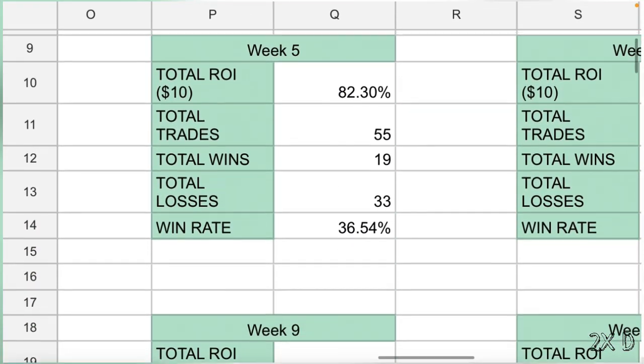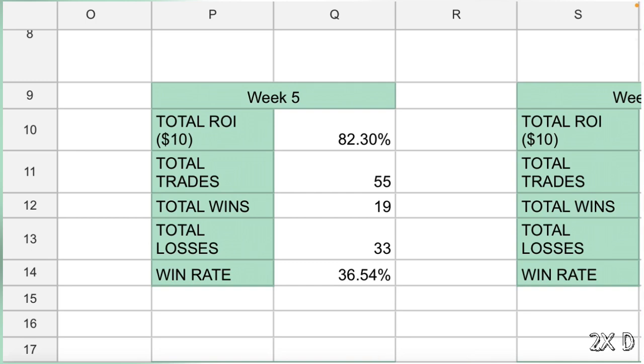Week 5, we carry on to see an 82% return on investment from the $10 deposit. Our total trades were 55, total wins were 19, and total losses were 33. That week we got a 36% win rate. So now my account is sitting at, give or take, oh, it's $22 actually. We just say $22. So my account is sitting at $22 after week 4. Now this is week 5. So week 5 is $22 plus that. That gives me $30. So by week 5, my account is sitting at like $30, clean cut.